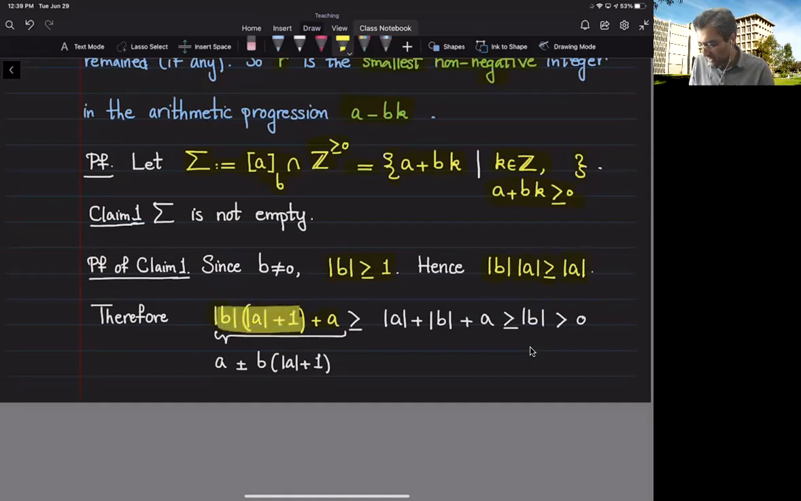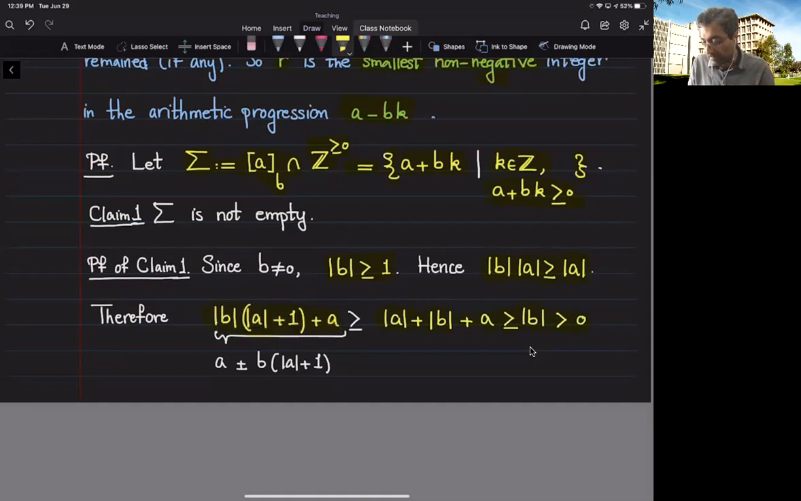that this first term is at least, okay, so this product is at least absolute value of a, this 1 gives me an extra absolute value of b, and then I'm adding a, which might be negative, but nevertheless absolute value of a plus a is definitely non-negative. If a is negative, I get 0. If a is positive, then I get further. If a is 0, I still get 0. So this is definitely non-negative. So altogether, I get that it is at least absolute value of b, which is positive. So this number, whatever it is, is definitely positive.